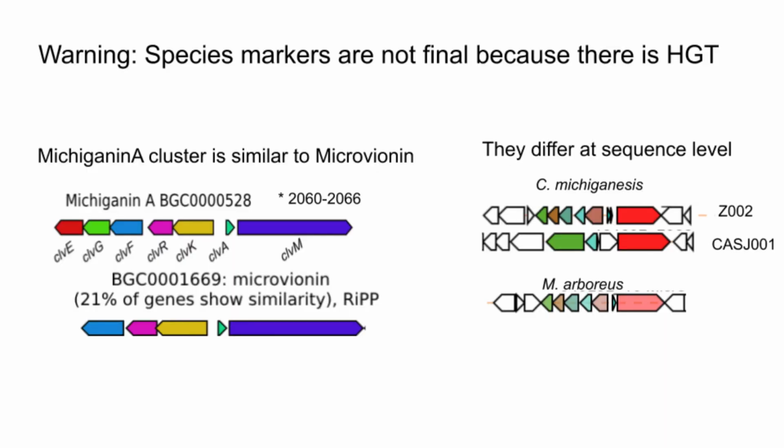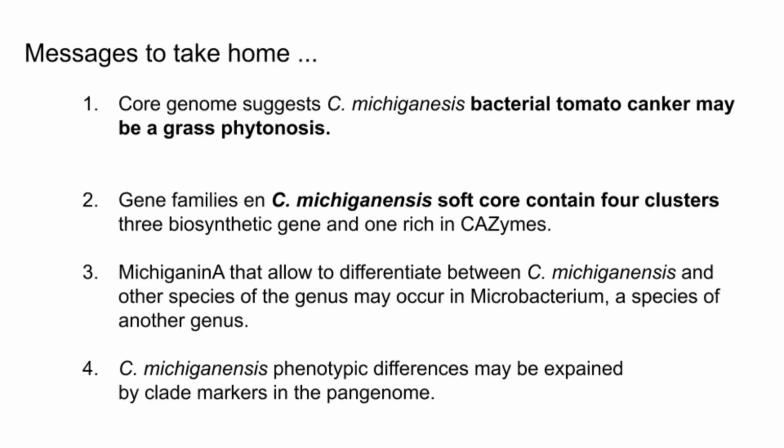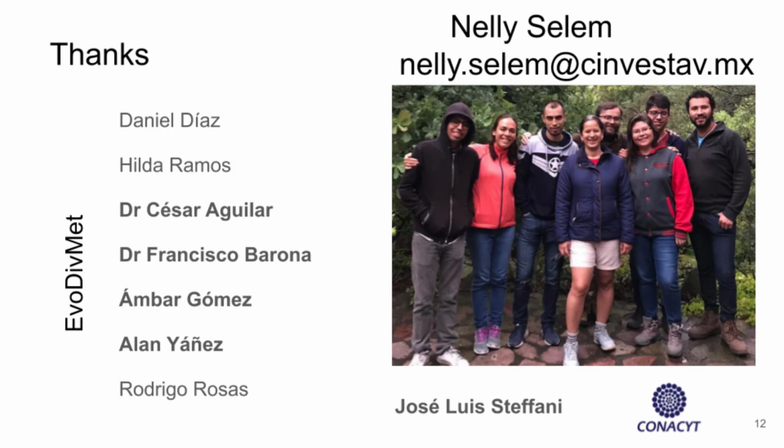As a last word of caution, we find microbionin, a cluster syntenic to michiganin A that occurs in only one Microbacterium arboreus. This occurrence may be due to horizontal gene transfer. So the main message to take home is that bacterial tomato canker may be a grass phytonosis.